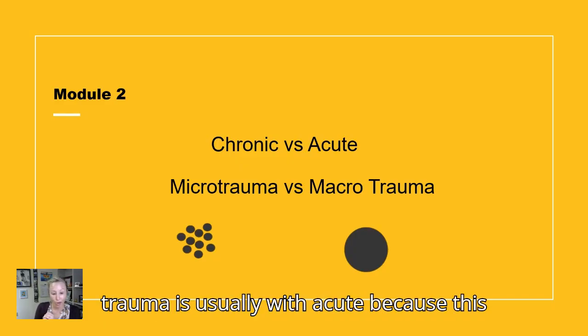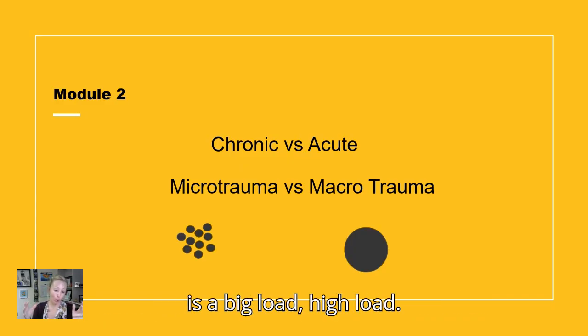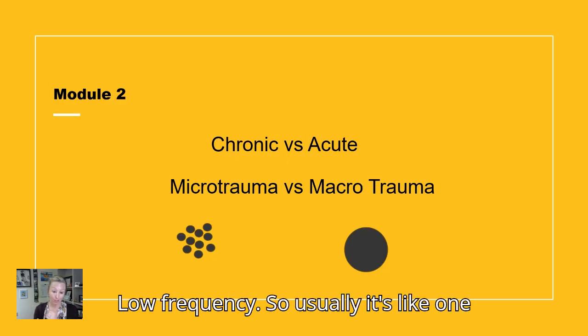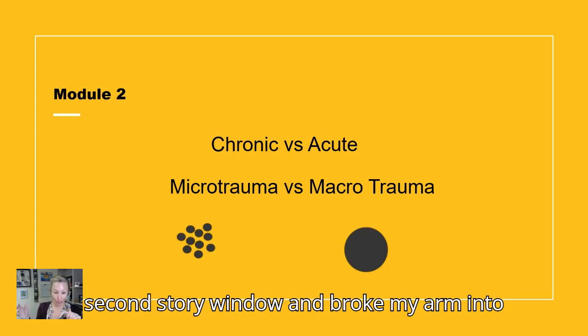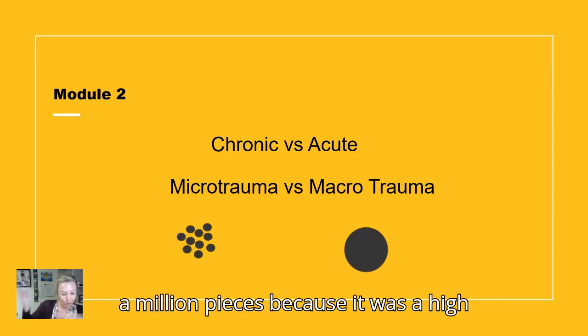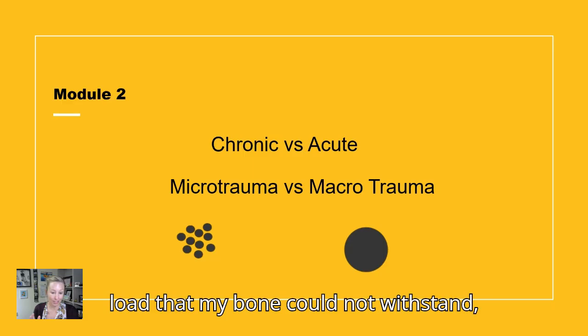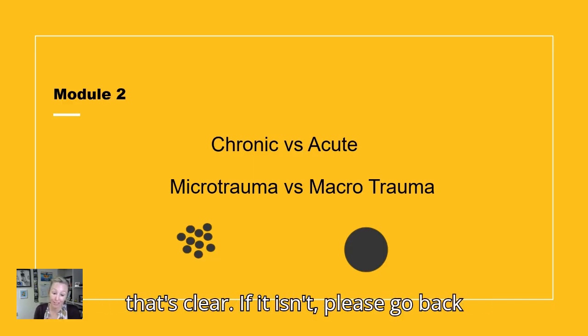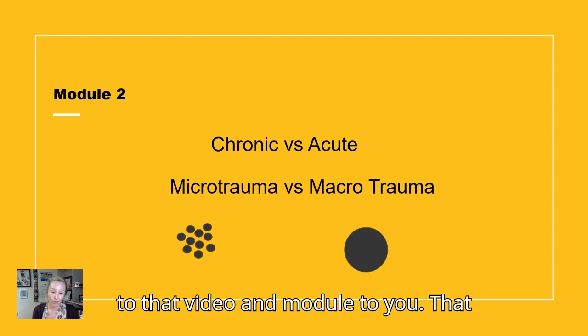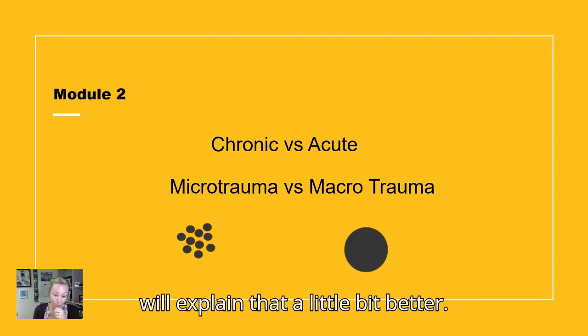And then a macrotrauma is usually with acute, because this is a high load, low frequency. So usually it's one time. This would be like I fell from a second story window and broke my arm into a million pieces because it was a high load that my bone could not withstand, but it only happened one time. Make sure that's clear. And if it isn't, please go back to that video in module 2. That will explain that a little bit better.